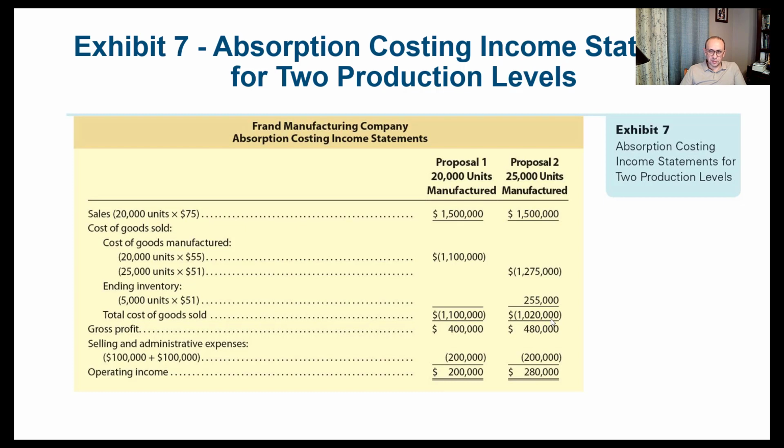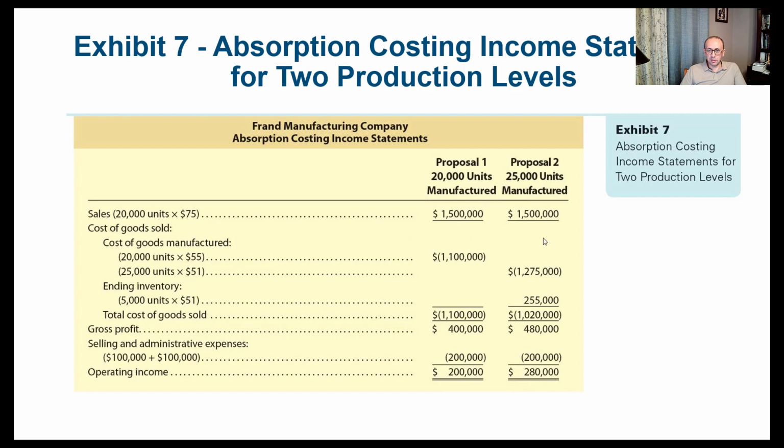We could have done it in a much more straightforward way, which is we just get the 20,000 units at 51. But again, I think this is better because you see how much was manufactured, and you subtract the ending inventory, because sometimes when we have a beginning balance, the cost would be different. So the gross profit in this case is 480,000. We still subtract the 200,000, 100,000 fixed and 100,000 variable, and that's 200,000 out of the 480,000, then our operating income in this case is 280,000.